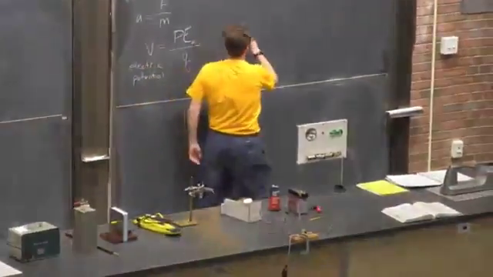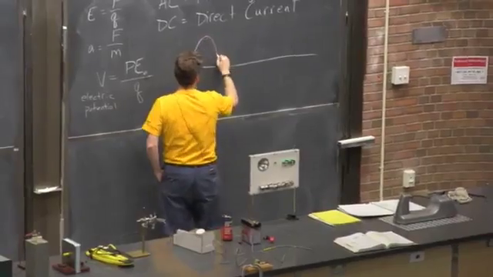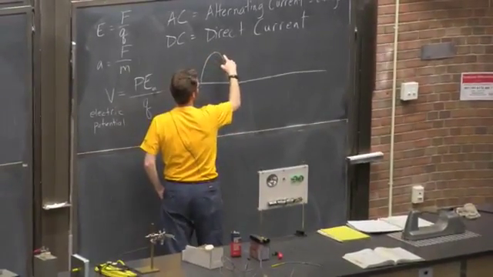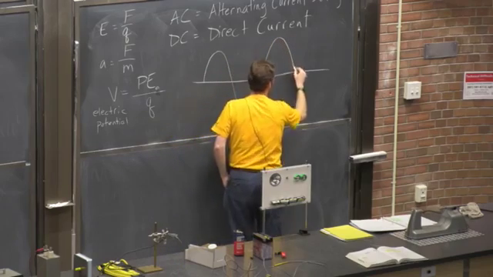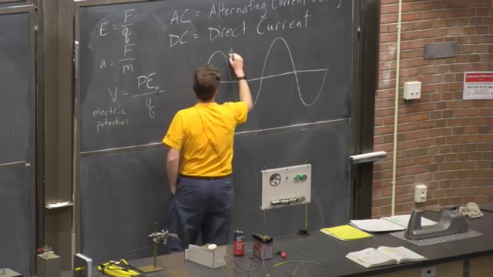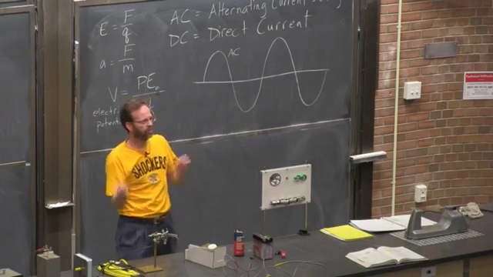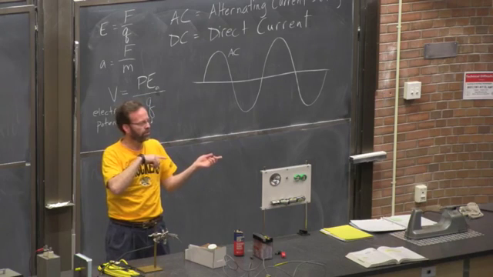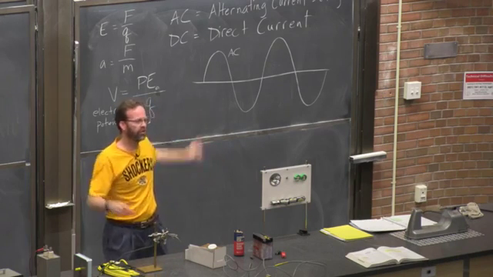So it looks like this. AC, it increases positively and then increases negatively and then positively and then negatively. This is AC because it's alternating. The voltage does that because the electric field's changing. And so the current established, the flow of charge, changes direction. So the current's doing the same thing.